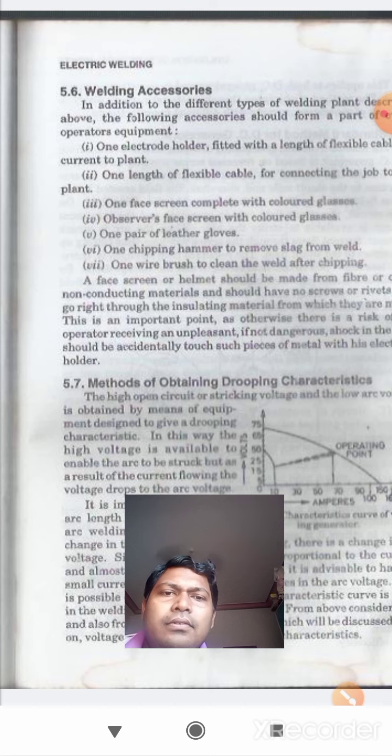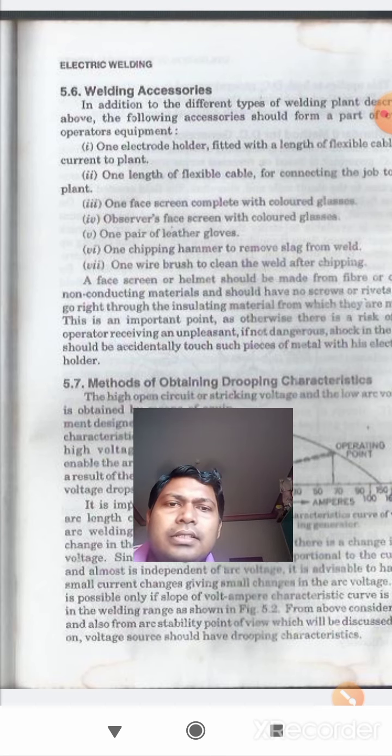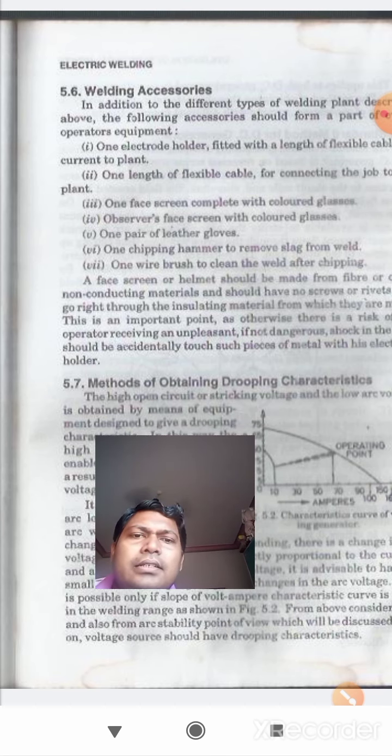If you see the syllabus, students, you will find the principle of arc welding, also its advantages and disadvantages. So this is the theory which I am sharing with you, so that the fundamentals will be easily understood. So go through these notes.